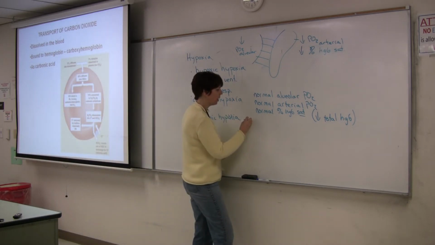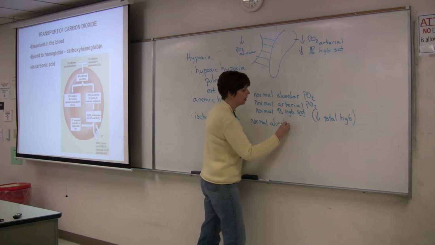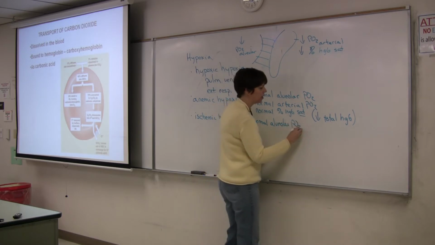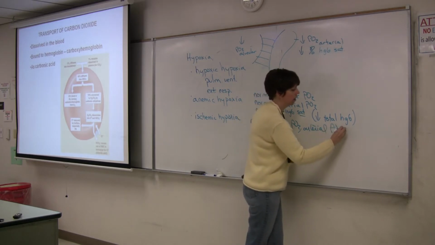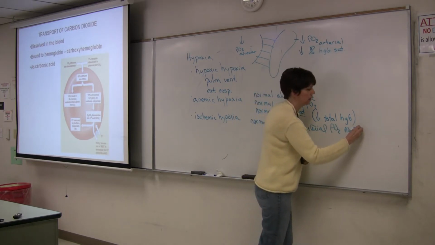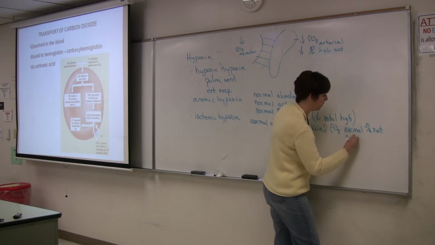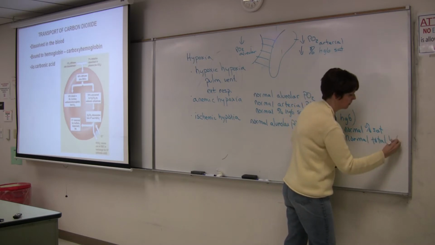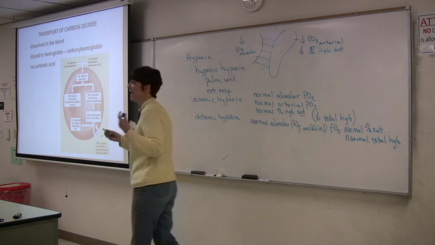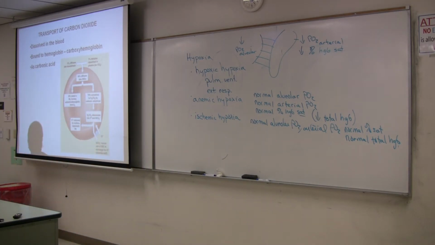So normal alveolar PO2, normal arterial PO2, normal percent saturation, and normal total hemoglobin. So it's not an oxygenation problem except at the tissue level because I'm not getting the oxygen there.